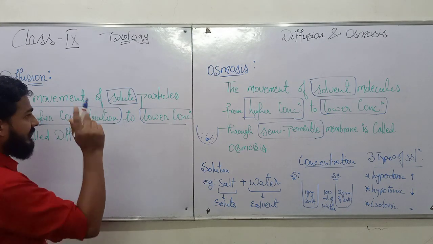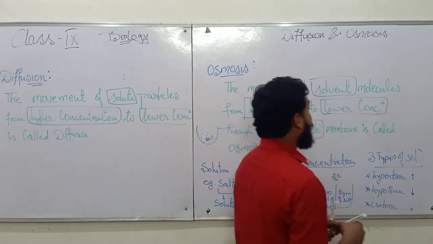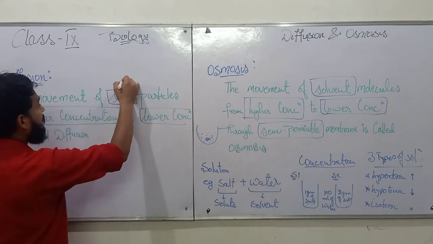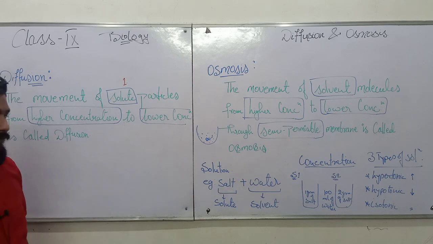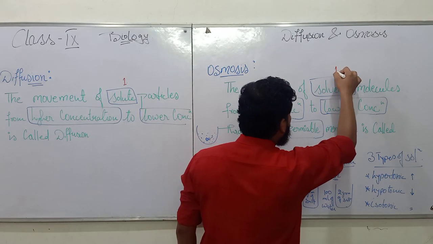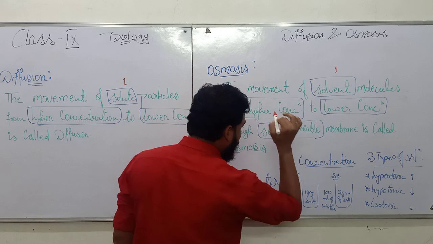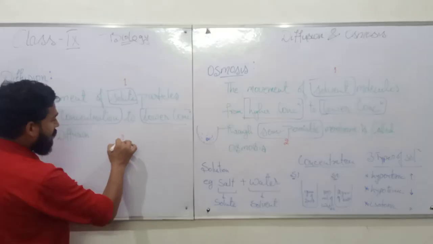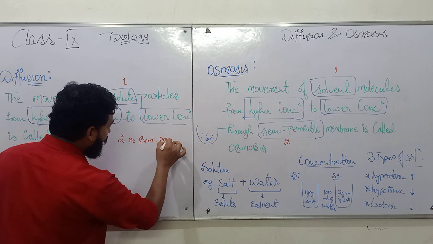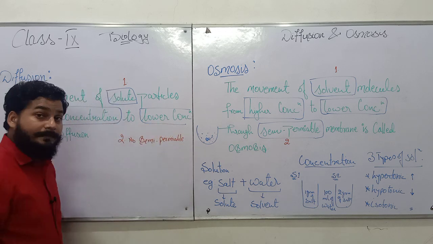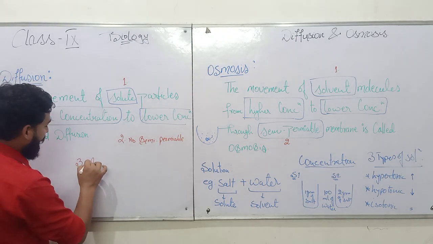Now I'll show you where the difference lies in these two. The first difference is that in diffusion the movement takes place of solute, and in osmosis the movement takes place of solvent. Second, a semi-permeable membrane is present in osmosis. In diffusion, no semi-permeable membrane is required. And the third point is, this process can take place in air.